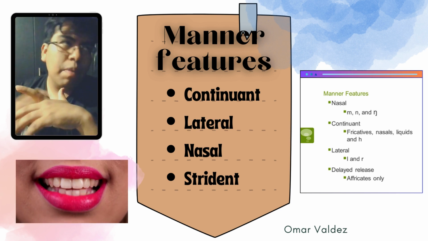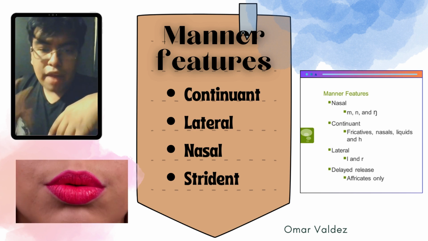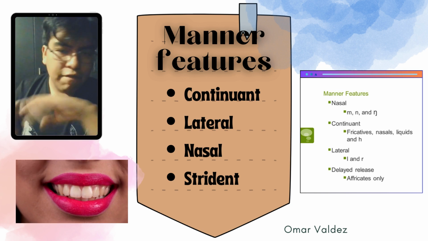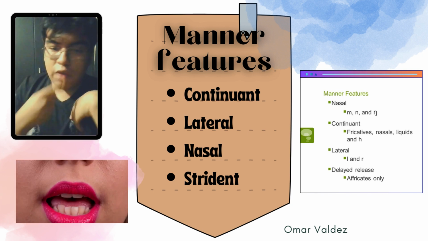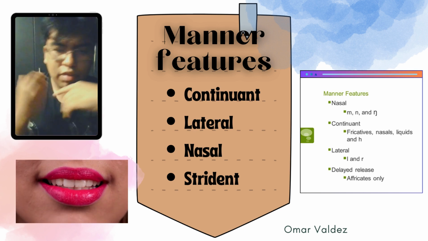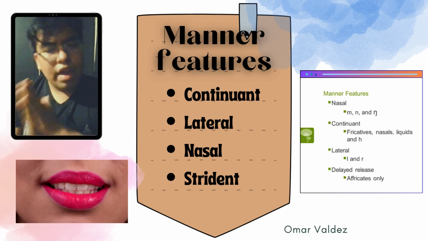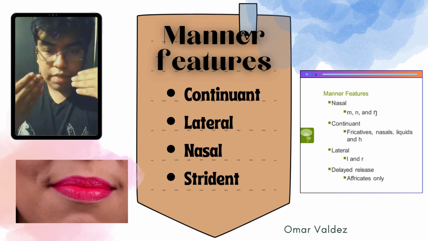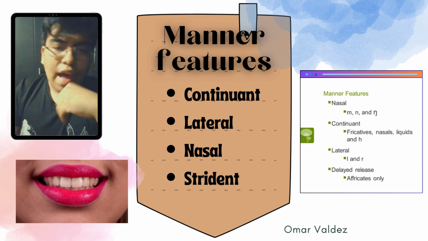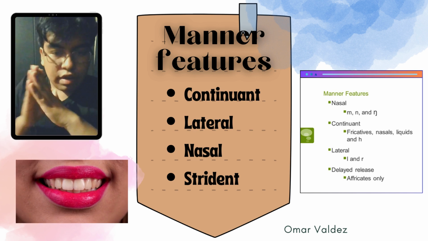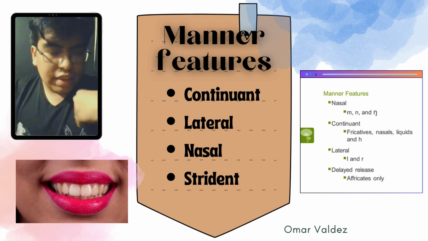Now, by examining manner features, we discover how sounds are articulated and differentiated from each other. Continuant sounds involve a partial obstruction that allows for continuous airflow, encompassing vowels, glides, liquids, and fricatives. In addition, lateral sounds involve airflow around the sides of the tongue, as in lateral approximants and lateral fricatives. Meanwhile, nasal sounds allow air to pass through the nasal cavity, present in the nasal occlusives, for example. And finally, strident sounds are characterized by high frequency noise, as in affricates and certain fricatives.